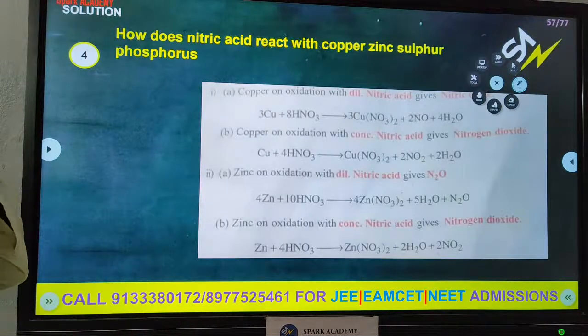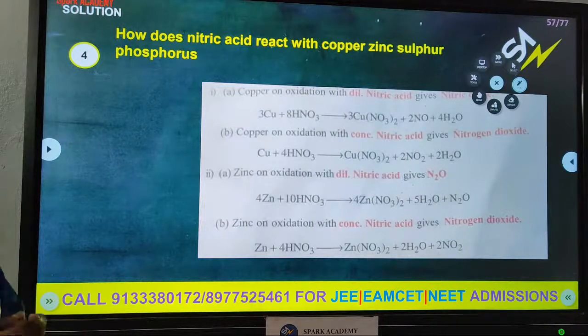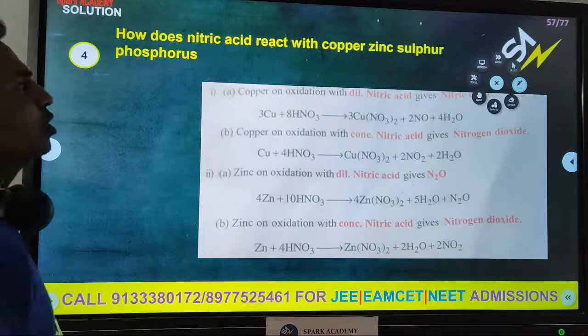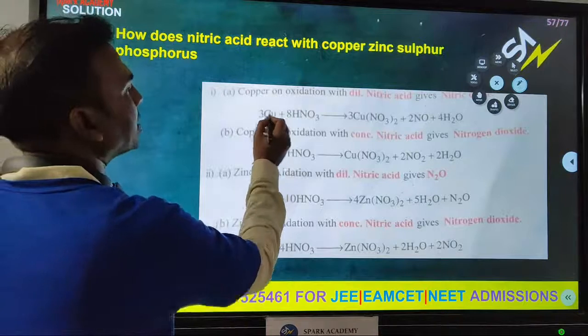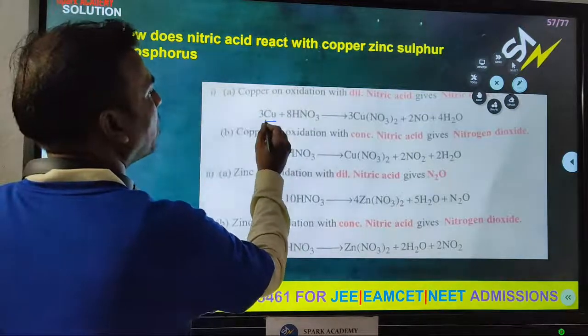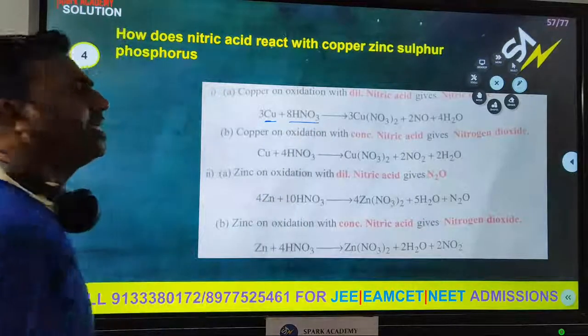Now, how does nitric acid react with copper, zinc, sulfur, phosphorus? Next question. How does this nitric acid react with copper, zinc, sulfur? First is copper, Cu. So copper reacts with HNO3, nitric acid.